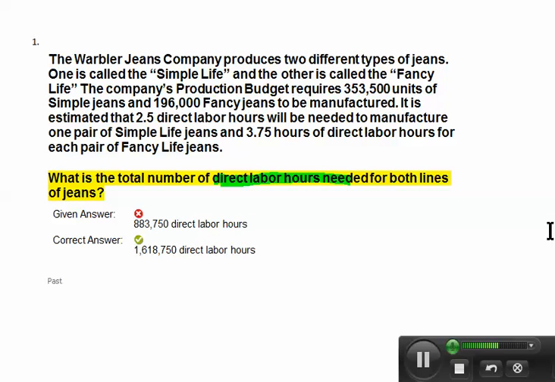All right, well let's go ahead and we'll just set this up. So I'm going to use my Simple production needs.